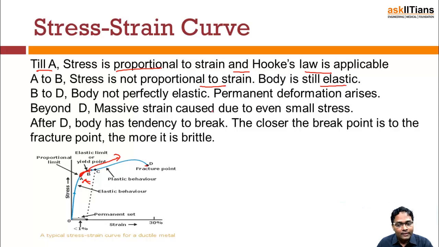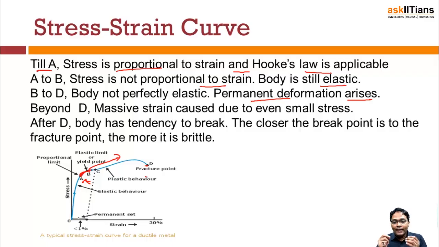So the body is not perfectly elastic. Permanent deformation starts coming through. Permanent deformation means it starts getting completely deformed. Beyond the point D, it's the fracture point. That is, you keep on extending it. After the point D, let's say if you take a rubber band, up to the point A, let's say you extend it slightly. As soon as you remove the force, it comes back.